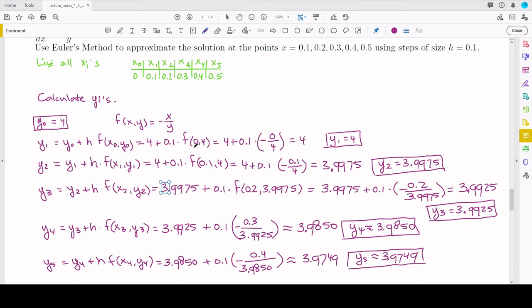And so your x_i's together with your y_i's give you the approximate solution. So it's an approximate solution that goes through those 6 points.